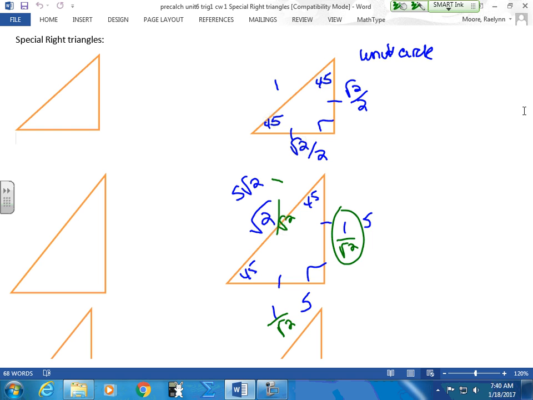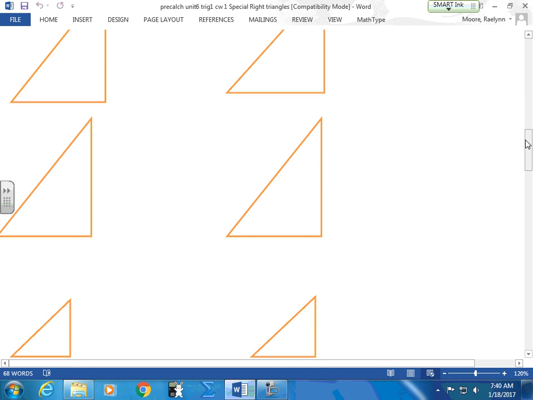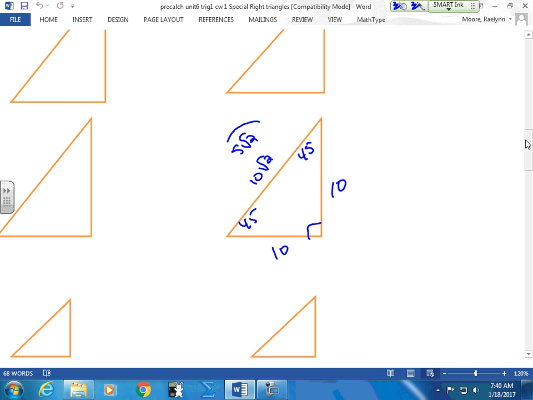So the 45 has a special case here. Okay. If I made this side be 10, what's this like? 10. What's the hypotenuse? 10 radical 2. Side radical 2. Remember, side, side, side radical 2.